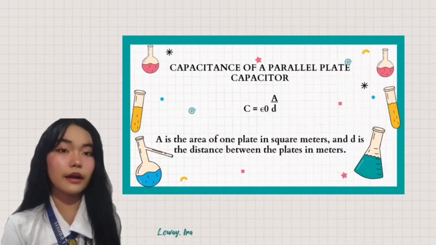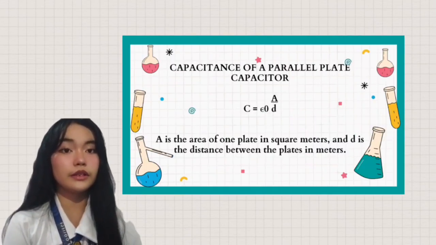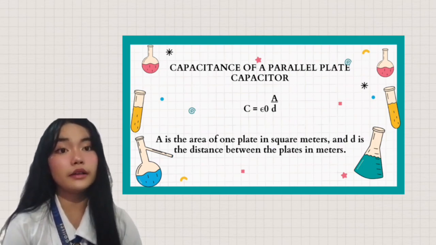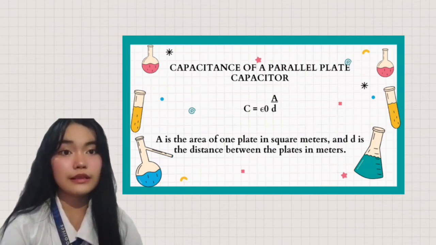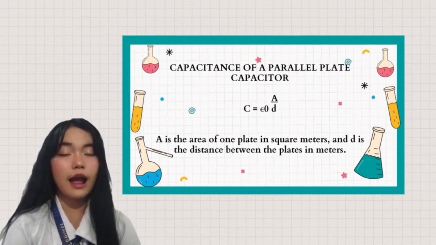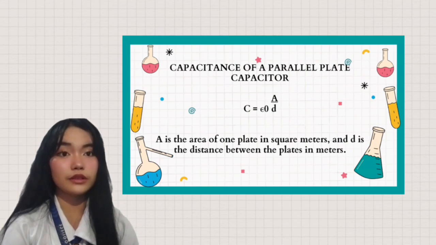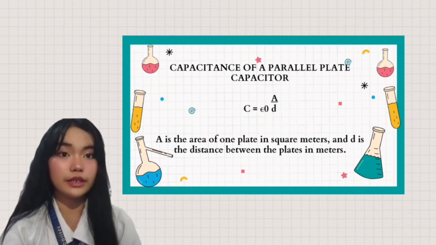So hello everyone, I'm Aralua and I'm here to tell you the formula for getting the capacitance of a parallel plate capacitor. As you can see in our presentation, we have the formula. The formula is C equals epsilon naught A over d.